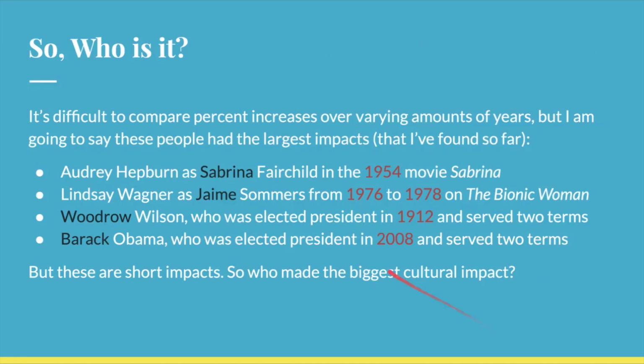And if we look at the male names, the presidents, Woodrow Wilson, who was elected president in 1912, had over 1,000, and Barack Obama, who was elected president in 2008 and served 2 terms, he also had an increase close to 1,000. But these are short impacts.